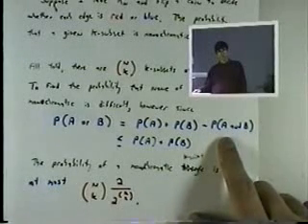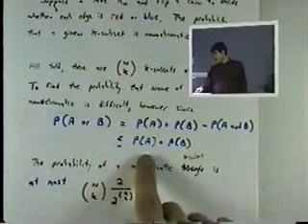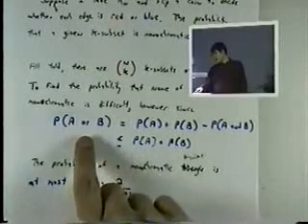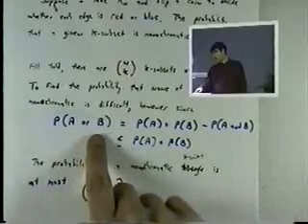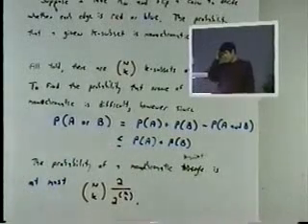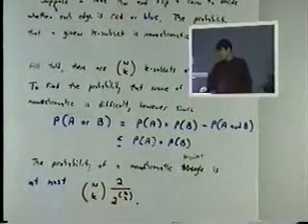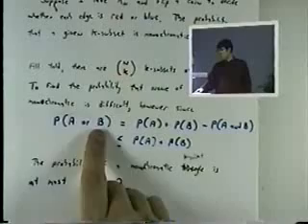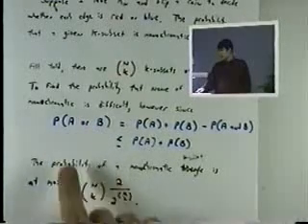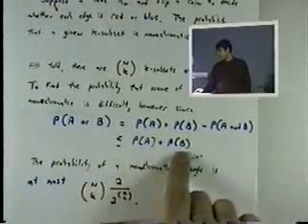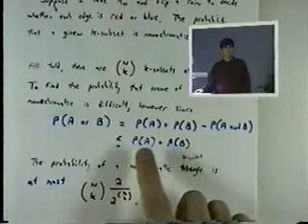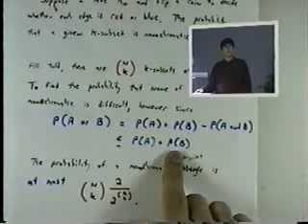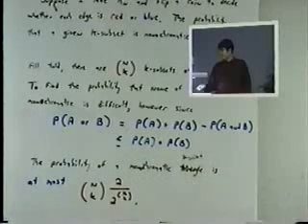But what if I want a bound on this probability? My claim is that by dropping this term, I know that the probability that at least one of these things is true is less than or equal to the sum of the probabilities of each of these things. Does everybody agree with that? Okay, that's good.